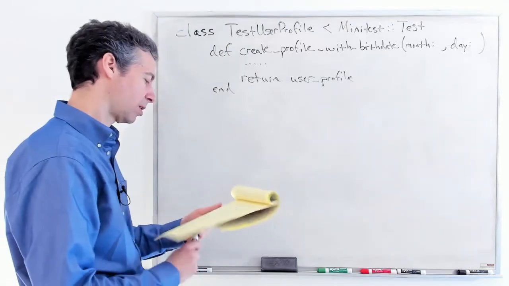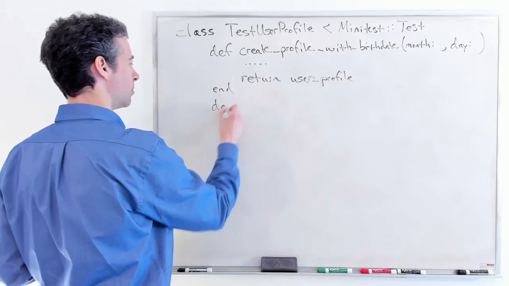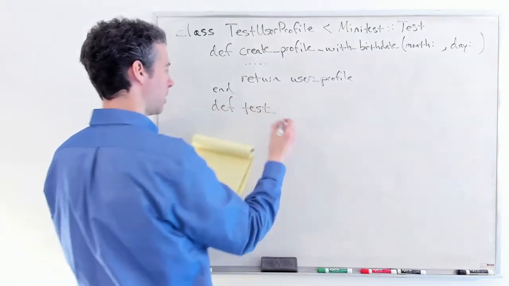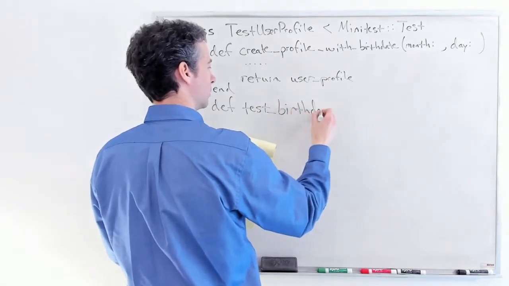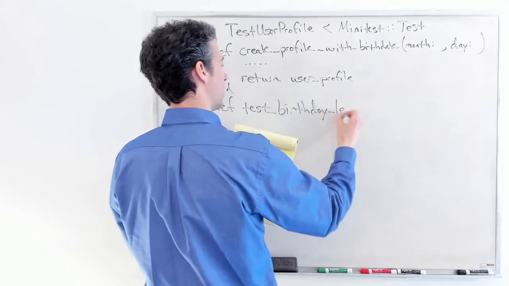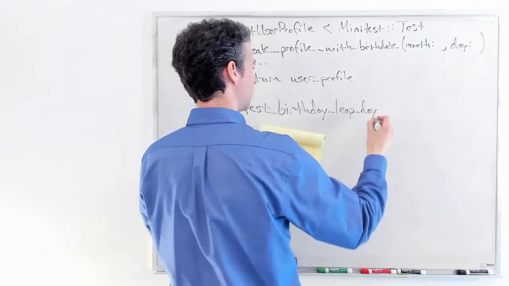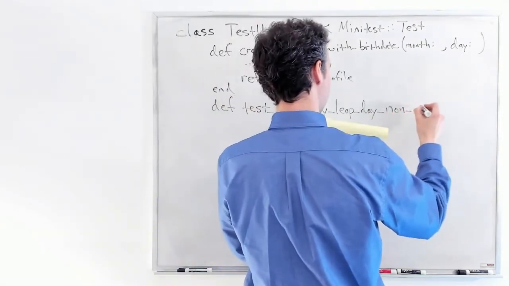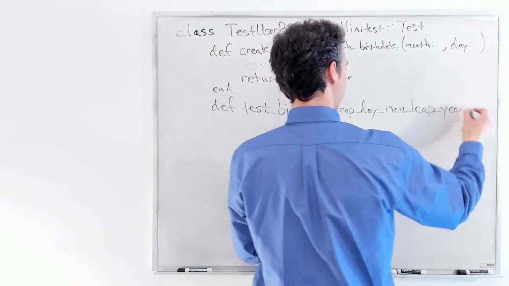All right, so let's actually set up a test to demonstrate the use of the double. And so I'm going to write a test. So test underscore birthday, and it's a leap day, so it's going to be a February 29th. And I'm testing that it's a non-leap year scenario.